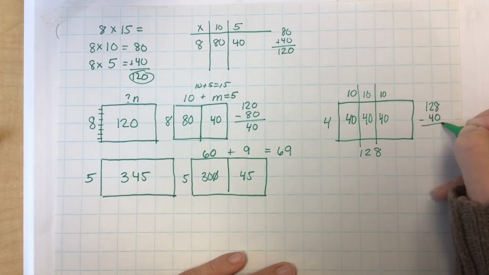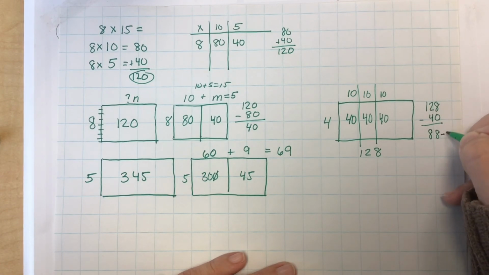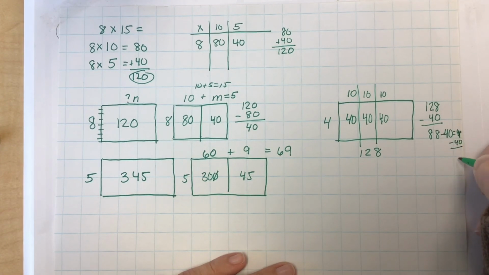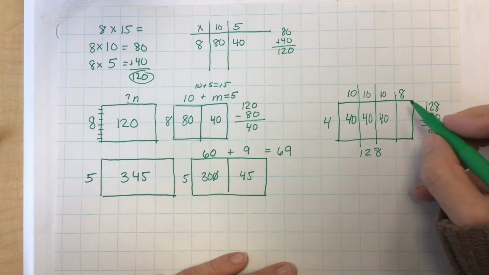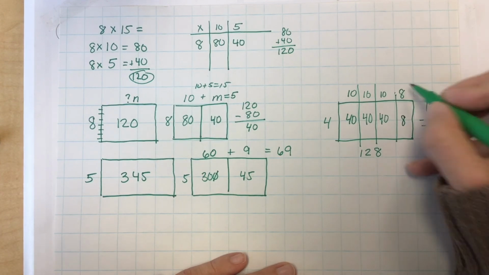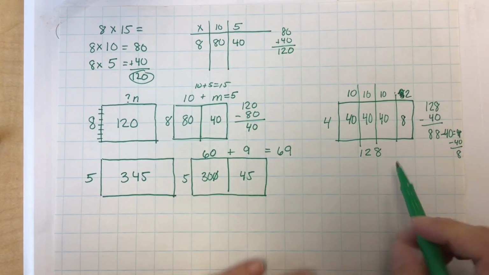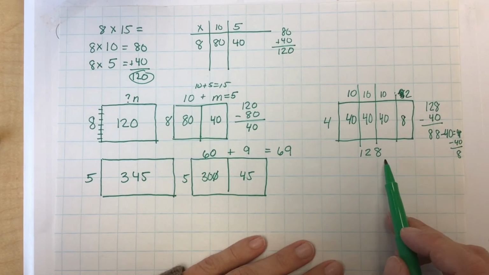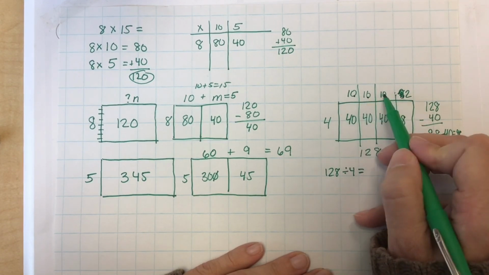So 128 take away, just to double check my math, 12 minus 4 is 8. Take away 40 equals 48. Take away 40 equals 8. And that's exactly what I have here. This section is 8 total. Sorry about that mistake, friends. 8 total divided by 4 is 2. So we have 128 divided by 4 equals 10, 20, 32.